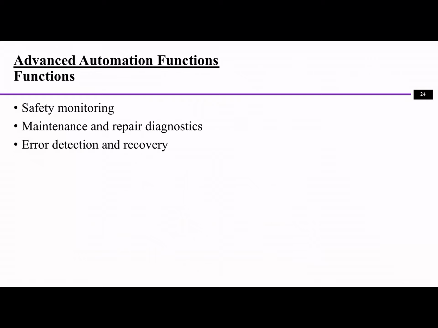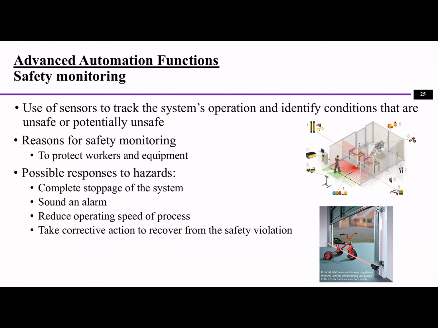Other than the main function of automation, which is the movement of the process itself, there are also some other functions. We call them advanced automation functions. They include safety monitoring, maintenance and repair diagnostics, and also error detection and recovery.